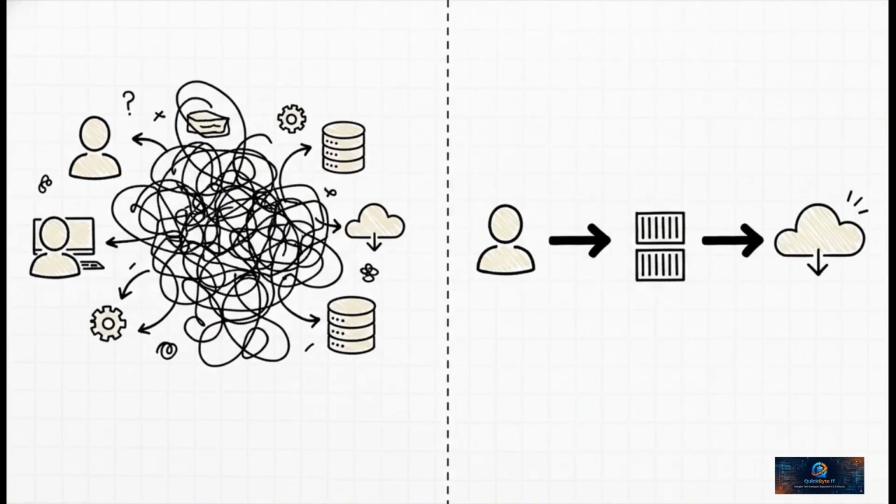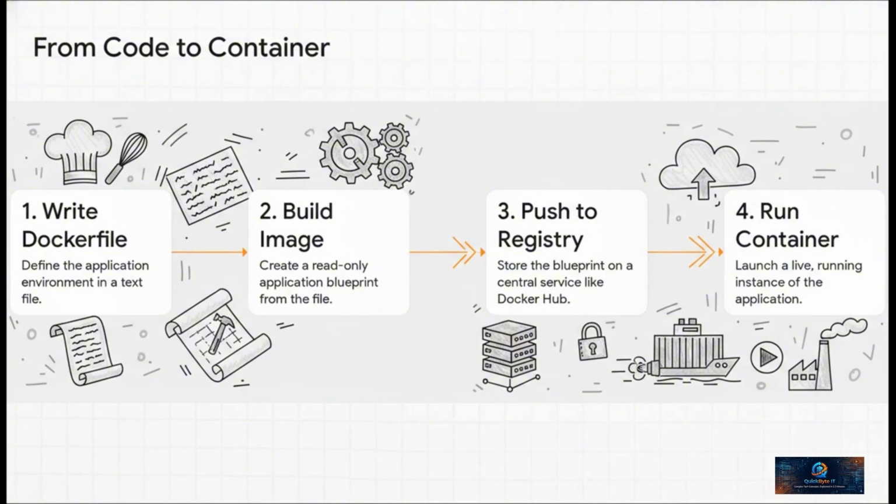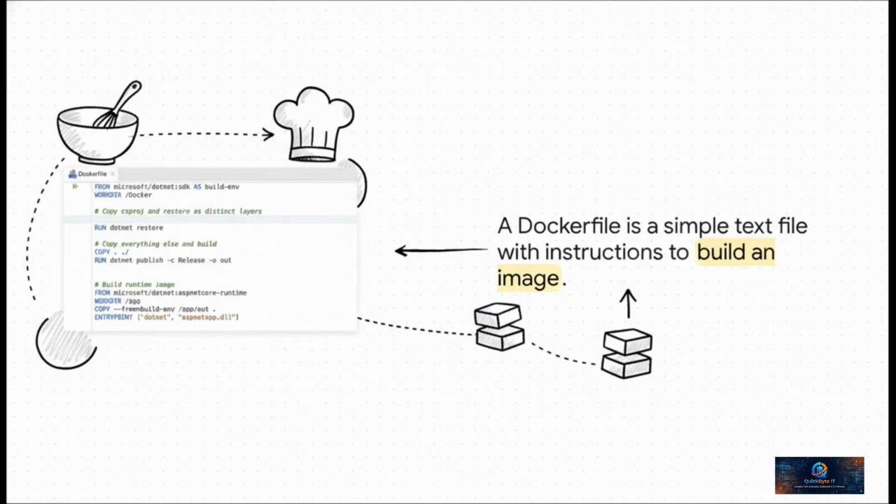All this together creates a super simple, repeatable workflow for any developer. It's a game changer. And that workflow is just 4 simple steps. You write the file, build the image, push it, and run it. This right here is the recipe, the Dockerfile. It's just a text file with simple instructions.